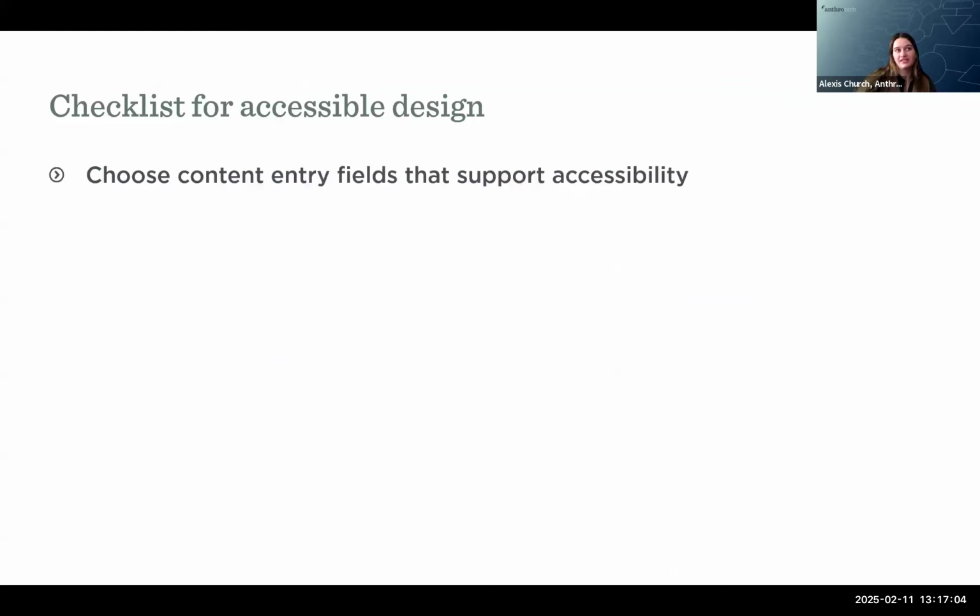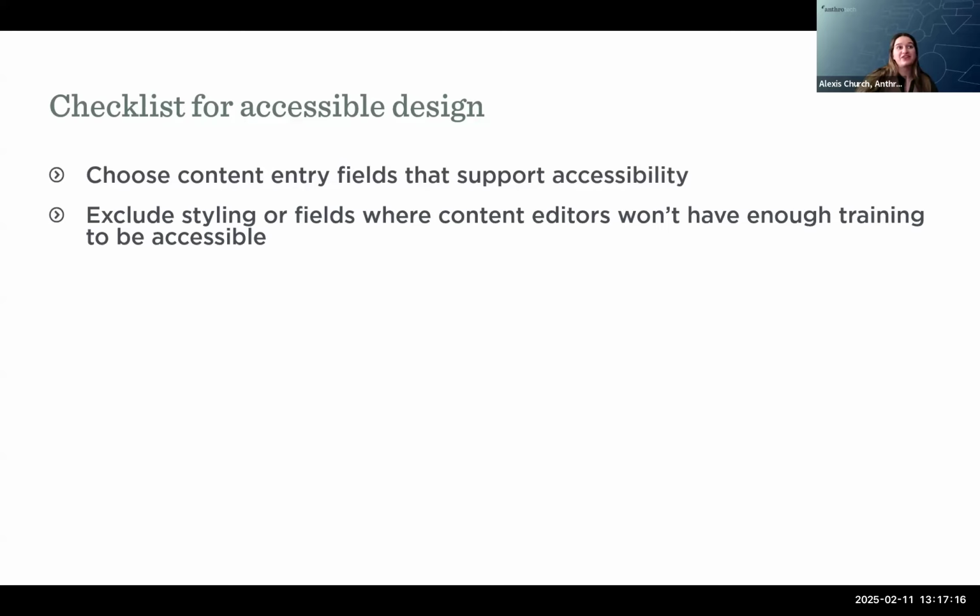We want to choose content entry fields that support accessibility. So those choices around alt text versus captions that we just talked about, that's a great example of that. We also want to exclude styling or fields where content editors won't have enough training to be accessible. An example of this is accordions.